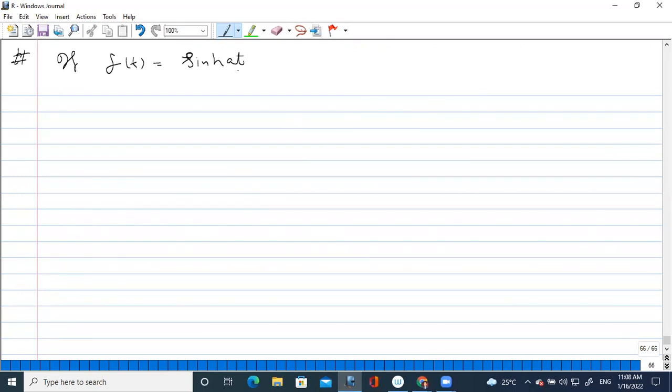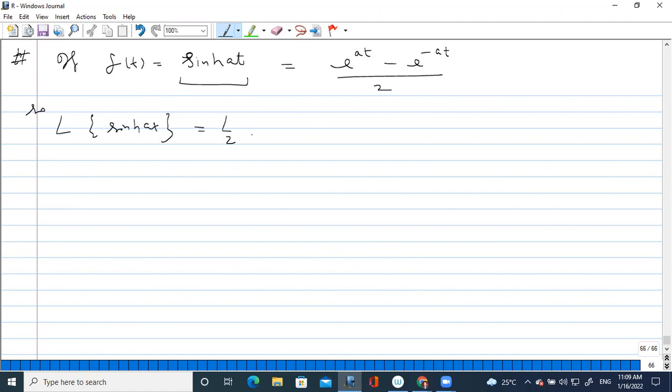So this is if f(t) is sinh(at). Now for sinh(at), I know for the exponential we have done, so I can convert sinh(at) into exponential terms. It will be (e^(at) minus e^(-at)) divided by 2. So if you want to find the Laplace of sinh(at), that will be equal to half of Laplace of e^(at) minus Laplace of e^(-at). So like this you can write it.